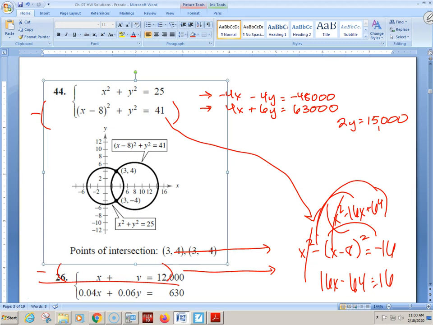Oh, I didn't change my negative. Got it. All better. I changed it there, but not the other one. The screen messed me up. So then when we add 64, we actually end up with 48. 48 divided by 16 is 3.